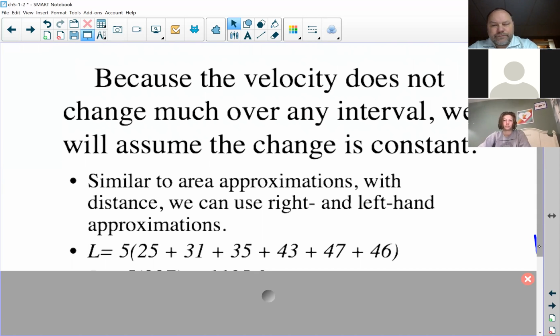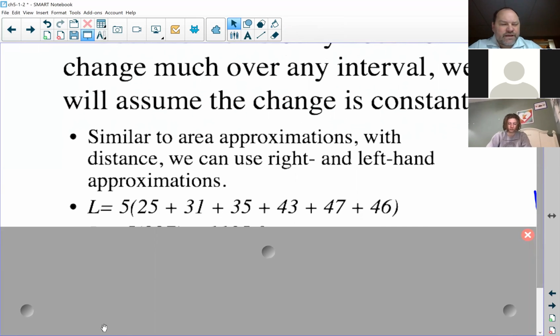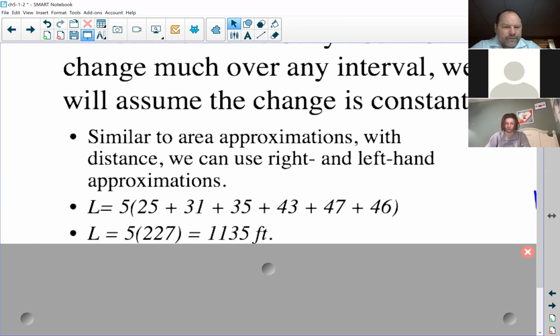So because that time interval is the same for each velocity, I can factor out that time interval of 5 and add my velocities. And what I would get is 5 times 227, which is 1,135 feet.